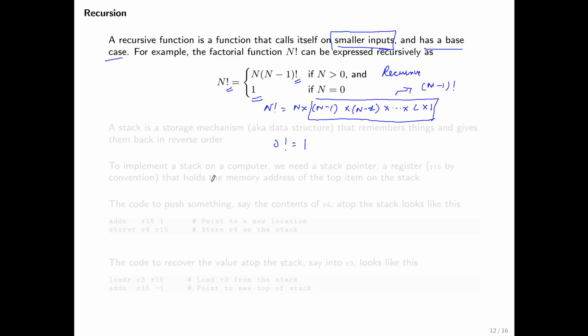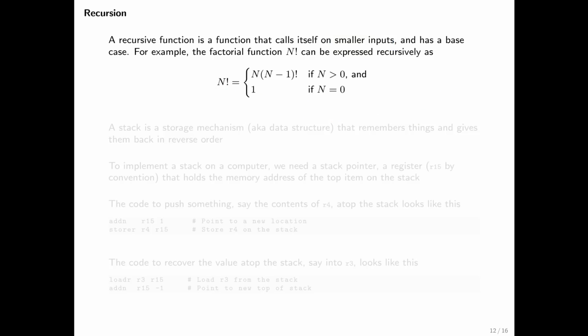Okay. So let's take a concrete example. Let's look at 5 factorial. So 5 factorial means n is 5. Okay, so n is not 0 in this case, it is greater than 0. So this is going to be 5 times 4 factorial. Okay, now what about 4 factorial? Well, here n is 4, which is greater than 0. So this is going to result in 4 times 3 factorial.